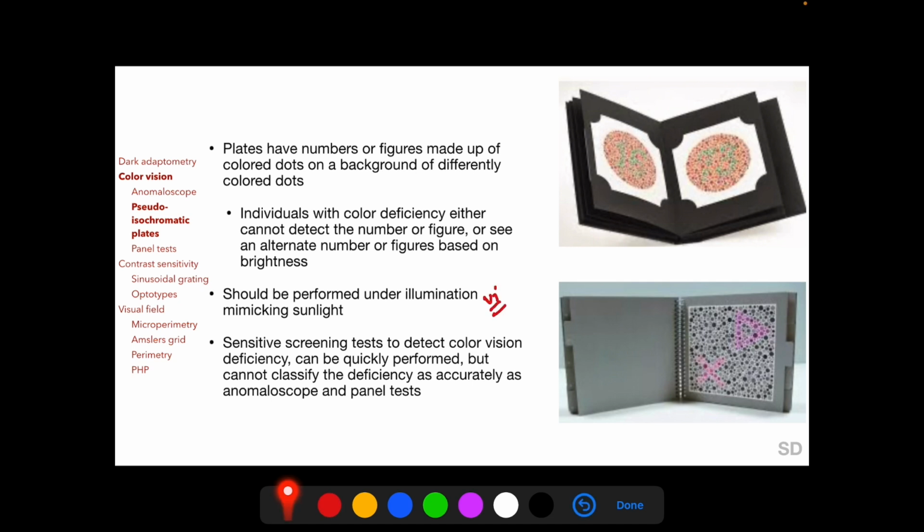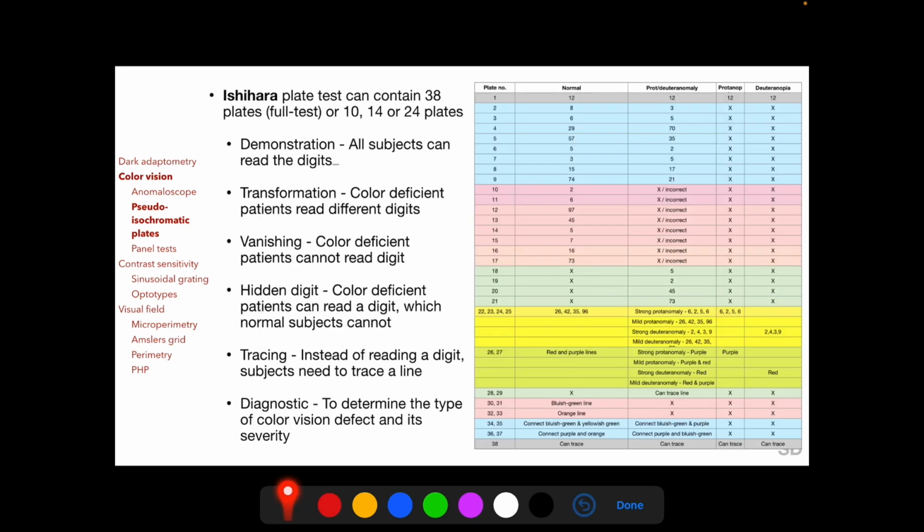And pseudo-isochromatic plates are considered as sensitive screening tests to detect color vision deficiency, can be quickly performed but cannot classify the deficiency as accurately as anomaloscopes and panel tests, which is also important to remember. We'll discuss the Ishihara plates in a little more detail as they are the most commonly used in the clinic. The original Ishihara test contains 38 plates, but 10, 14 and 24 plate Ishihara tests are also available, and the Ishihara plates can be classified as follows.